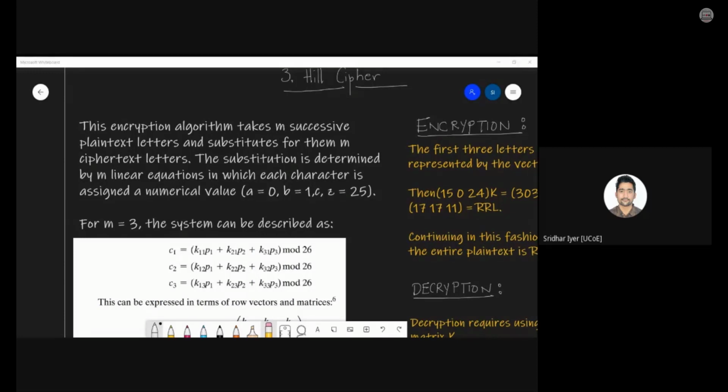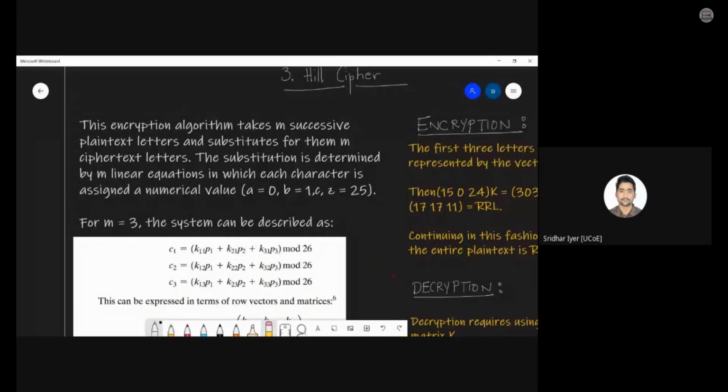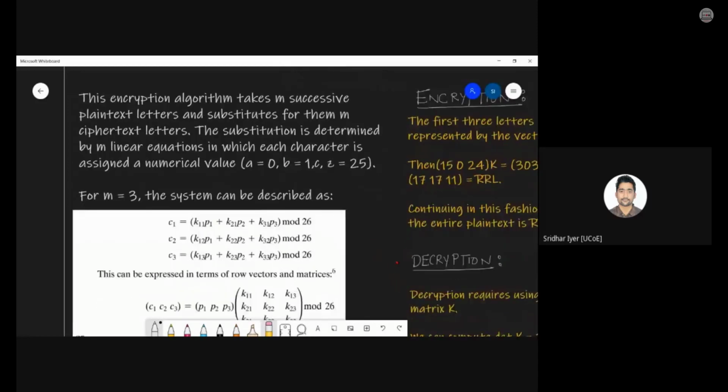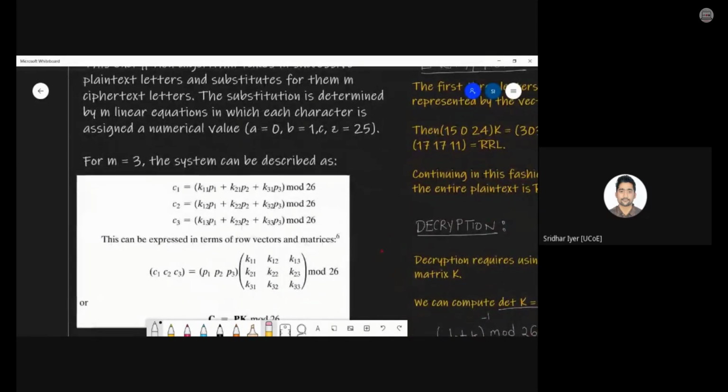So what we will do is we will follow such equations or such formulae. The formula is mentioned over here. C1 is nothing but K11 P1 plus K21 P2 plus K31 P3, entire thing mod 26. Now don't get confused about what exactly K11, K21, K31 are. K is nothing but the key. So if we have the plaintext of length 3, then we will need a key as a matrix of 3 by 3. Is it clear? If the plaintext is of size 4, then we will need a matrix of size 4 by 4. Am I clear? Just have a look.